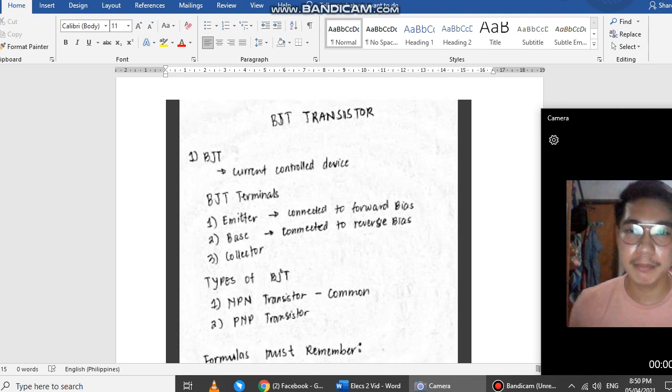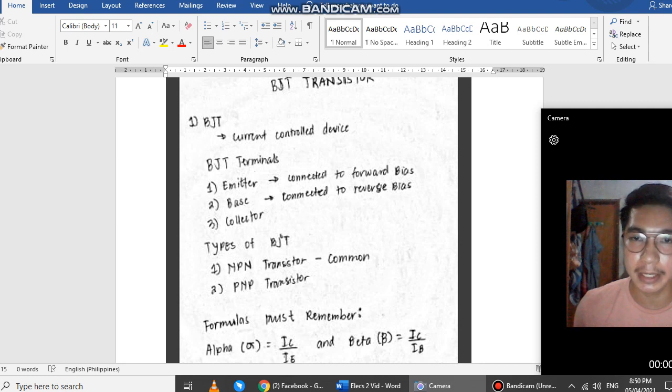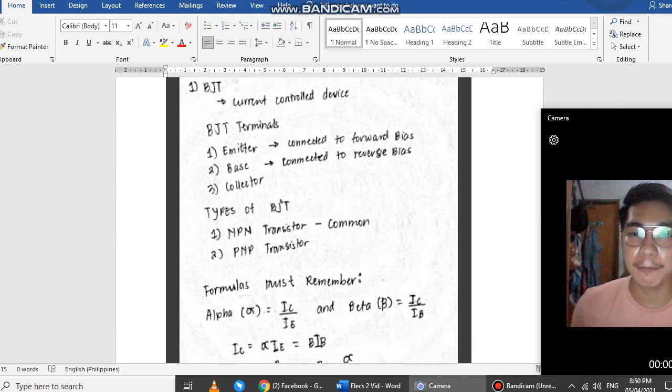BJT transistor. BJT. Current control device. BJT terminals. We have three: the emitter connected to forward bias, the base connected to reverse bias, and the collector. The types of BJTs are the NPN transistor and PNP transistor. For the NPN transistor, we have two N-type semiconductors with one P-type semiconductor. For the PNP transistor, we have two P-type semiconductors and one N-type semiconductor.